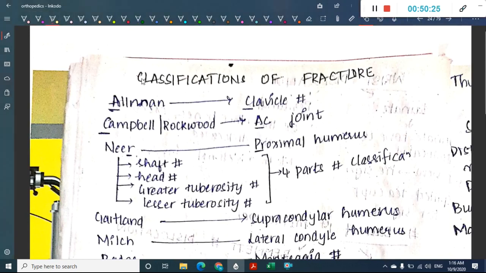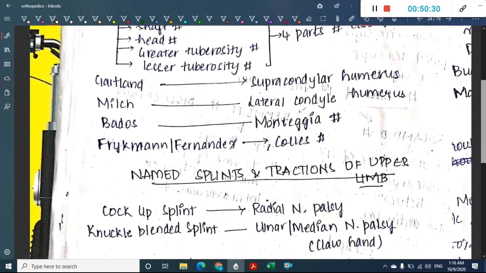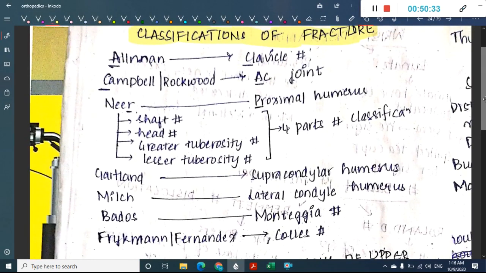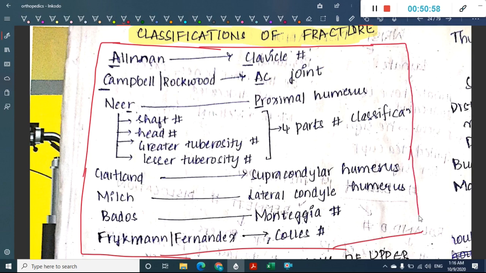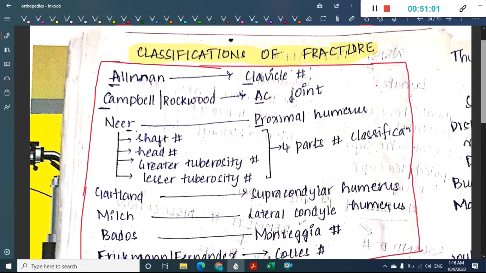Then the next important thing is classification of fractures. There are many important classifications of fractures of the upper limb. In this we have Allman's classification for fracture clavicle, Campbell or Rockwood classification for fracture of the AC joint, that is the acromioclavicular joint, and Neer classification for fracture of proximal humerus.